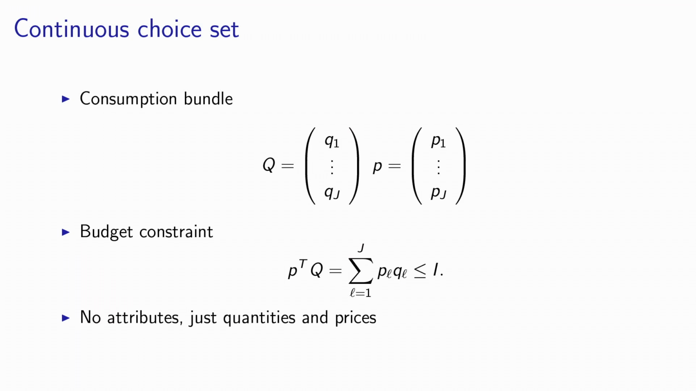Now, given a decision Q, so a value for each Q, we can calculate the total price that will be spent for this basket of items. This price, represented by this sum here, may not exceed the budget, denoted by I. Remember, we discussed the ingredients of choice theory before. In this case, we have no attributes. The only things we have are quantities and prices in the case of continuous goods.